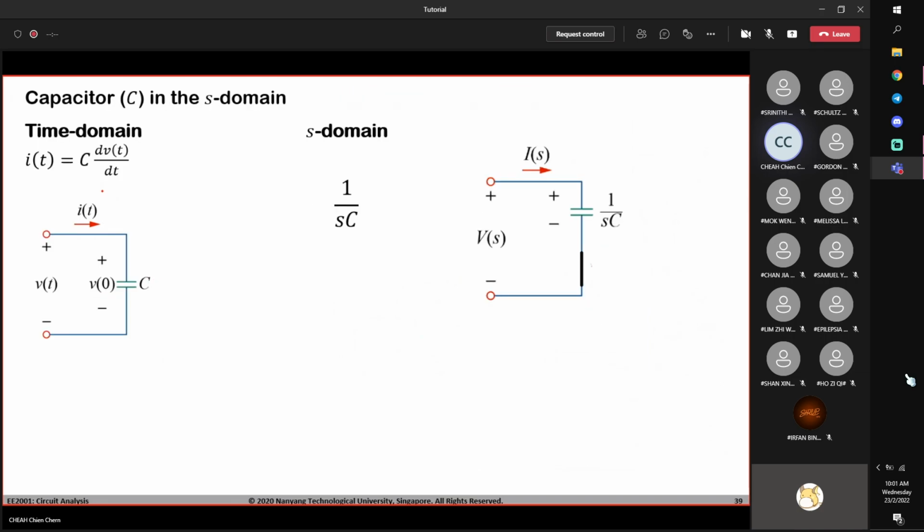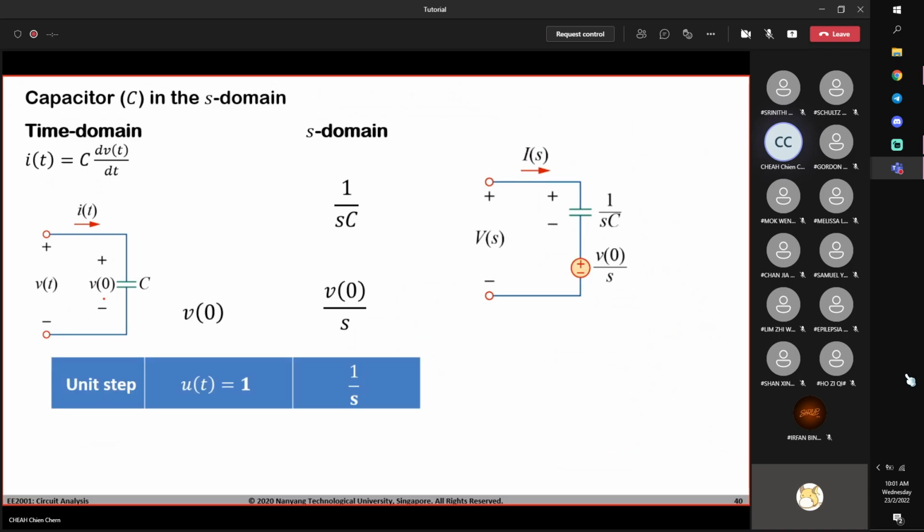Okay, which means that I have the circuit, a capacitor with initial voltage. First, I write down 1 over SC. Next, notice that V0 is a constant. Initial voltage is constant. For example, your handphone's 20% stays constant, right? Unless you connect and use it, it remains constant. This is a constant voltage. Initial voltage is a constant voltage.